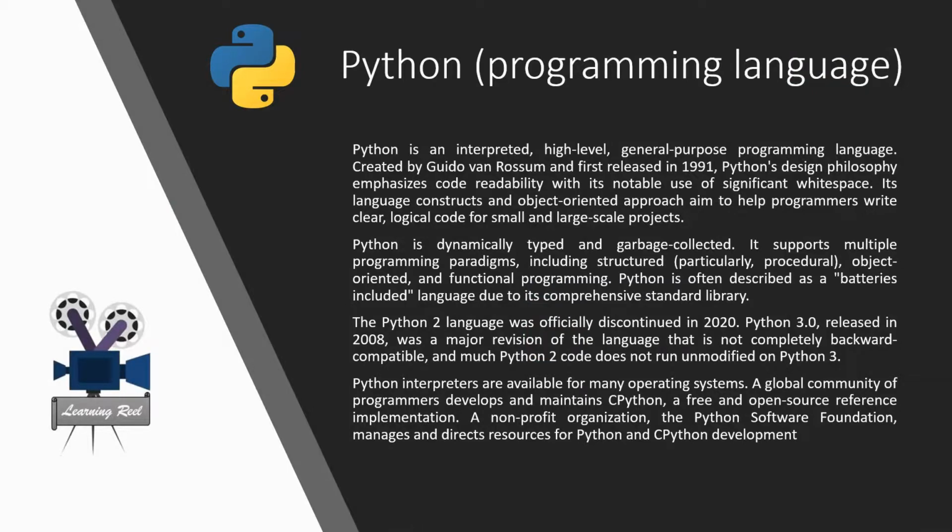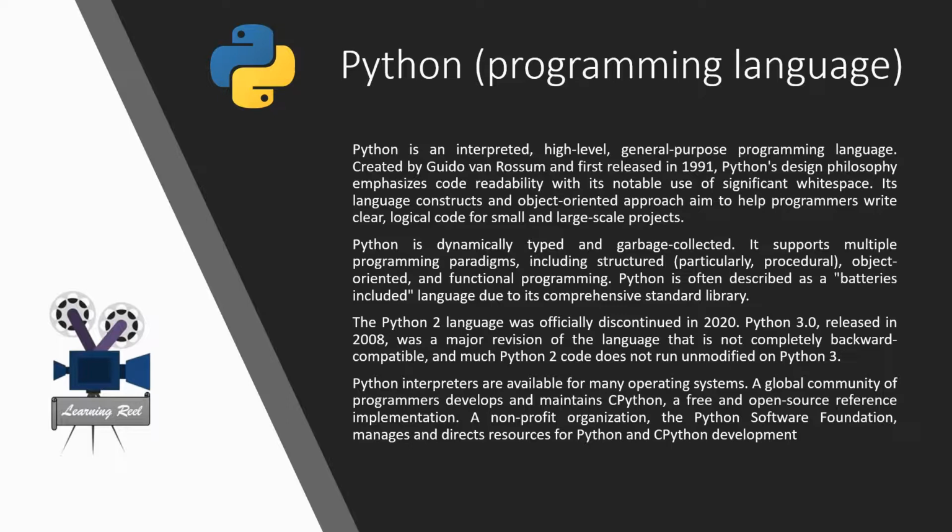All right, so if you look at it, Python is an interpreted high-level general purpose programming language created by Guido van Rossum and first released in 1991. An important goal of the Python developers was keeping it fun to use. That's interesting, right? Python is dynamically typed and garbage collected. It supports multiple programming paradigms like procedural, object-oriented, and functional programming.